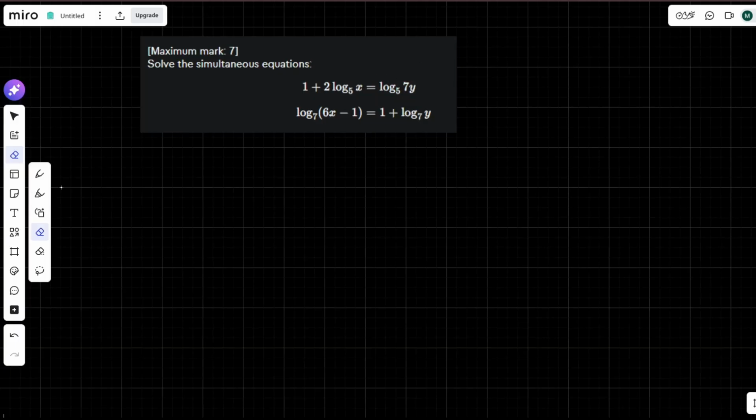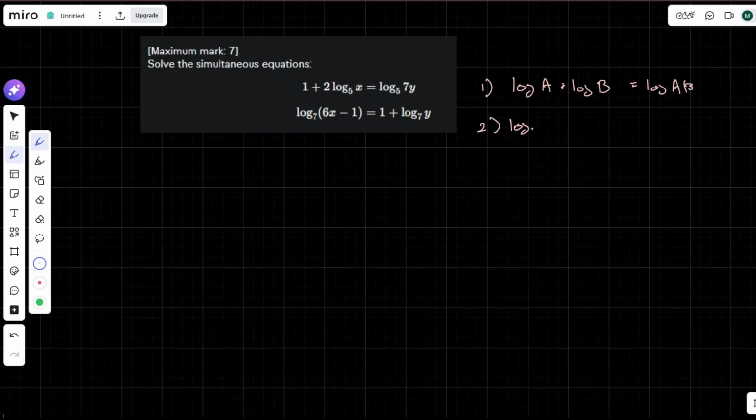Just to recap the log laws that we can follow here, we have log a plus log b. So if we have two logarithms of the same base that add together, you can write that as log ab. You can do the same thing with subtraction, so you'd have log a minus log b. This is going to give you log a over b. So that's addition and subtraction rules.